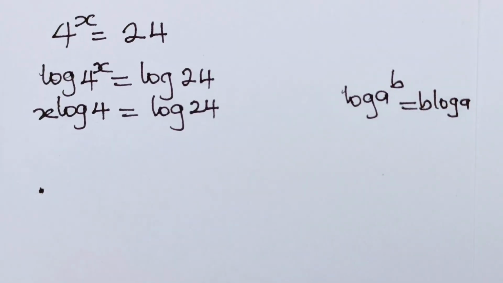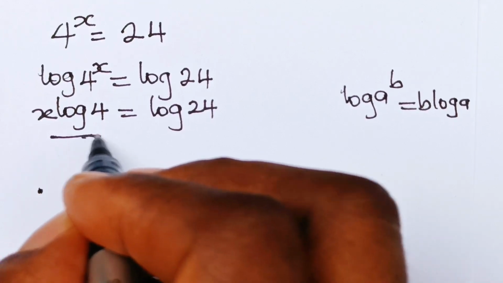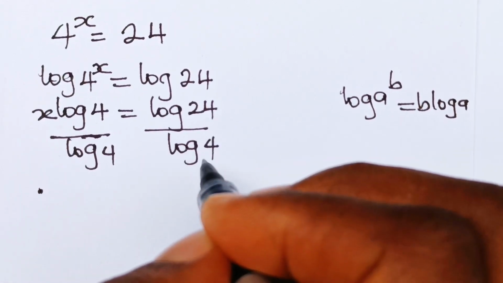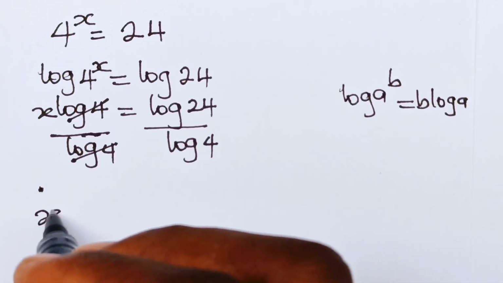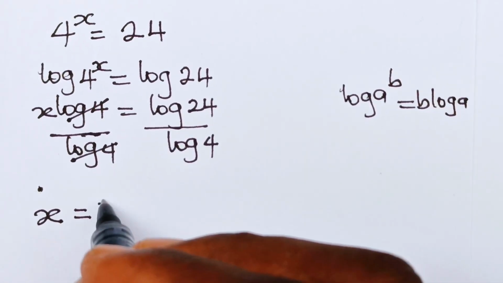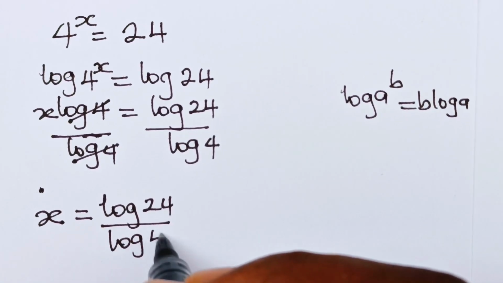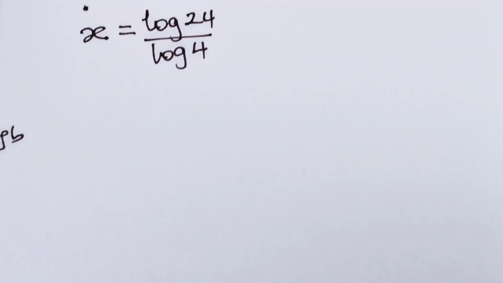Now since we are looking for the value of x, we are going to divide both sides of this equation by log 4 divided by log 4. Now log 4 is going to cancel log 4, so we have that x is equal to log 24 divided by log 4. Now we continue.